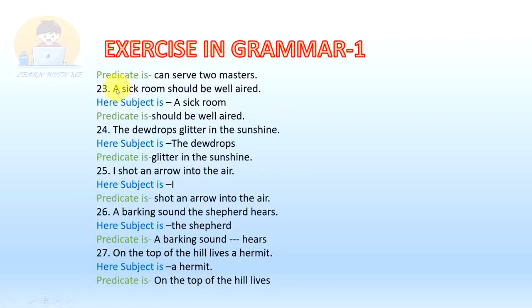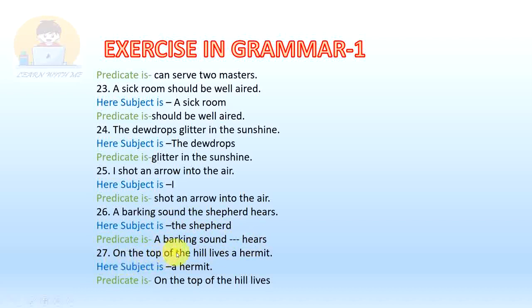23. A sick room should be well aired. Here subject is a sick room. Predicate is should be well aired. 24. The dewdrops glitter in the sunshine. Here subject is the dewdrops. Predicate is glitter in the sunshine. 25. I shot an arrow into the air. Here subject is I. Predicate is shot an arrow into the air. 26. A barking sound the shepherd hears. Here subject is the shepherd. Predicate is a barking sound hears.